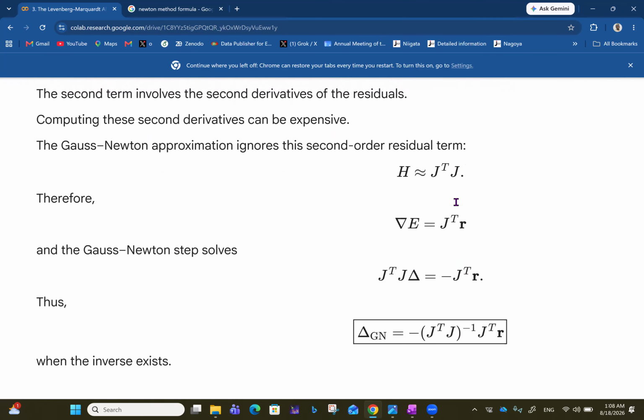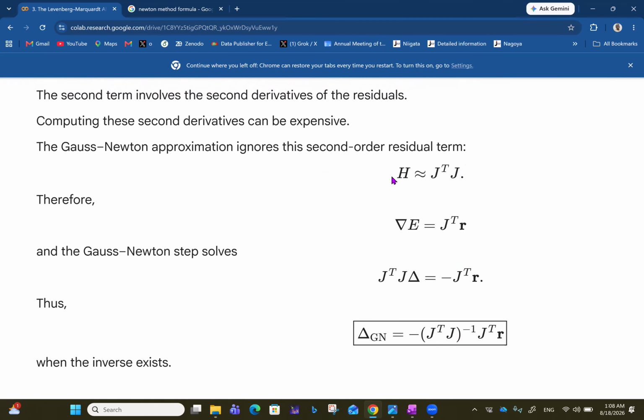Talking about the Gauss-Newton approximation, which ignores the second-order residual, the Hessian is approximately J transpose J. Therefore, the gradient of E is J transpose R, and the Gauss-Newton step solves J transpose J delta equals minus J transpose R. Thus, we say delta for Gauss-Newton is minus J transpose J inverse, times J transpose R, in the case where the inverse does exist.